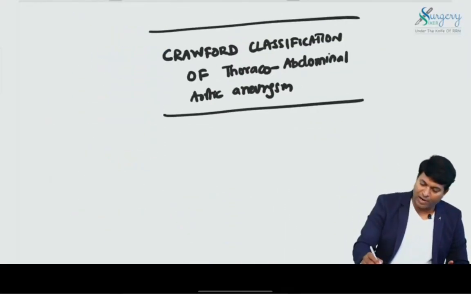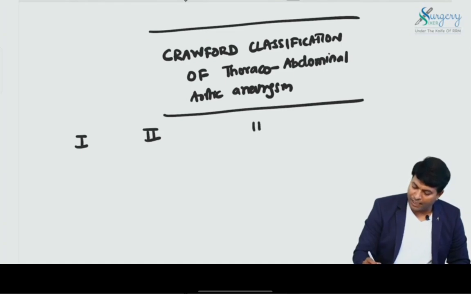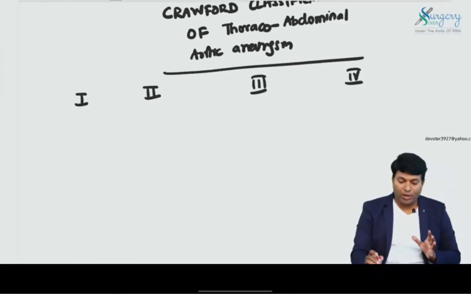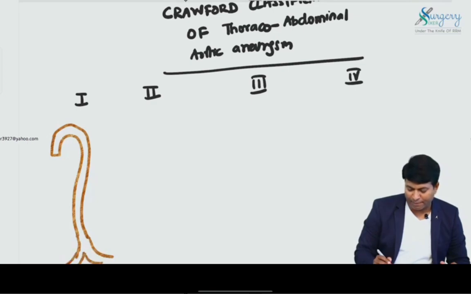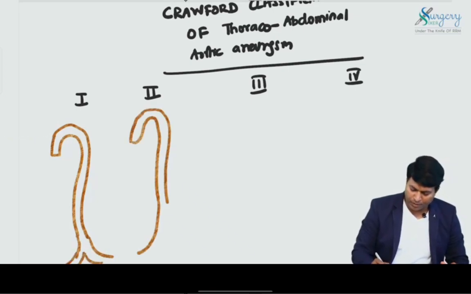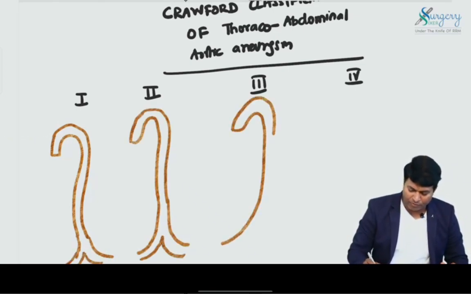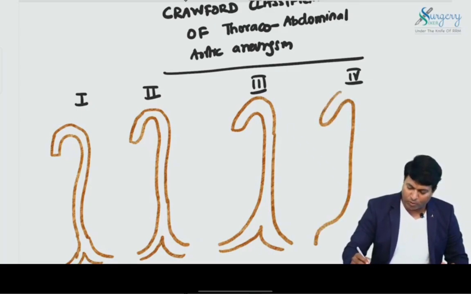So the Crawford classification is divided into type 1, type 2, type 3, and type 4. This explains thoraco-abdominal aneurysms. Let me draw you the full picture now, from the ascending aorta up to the bifurcation of the aorta, so that you will understand the Crawford aneurysms. It is also a simple topic, but you have to revise it, otherwise you will forget it.